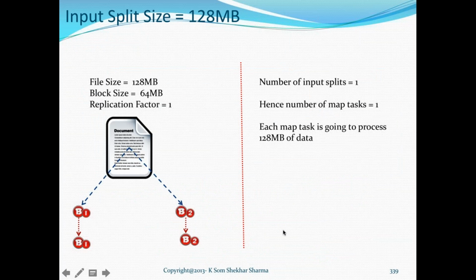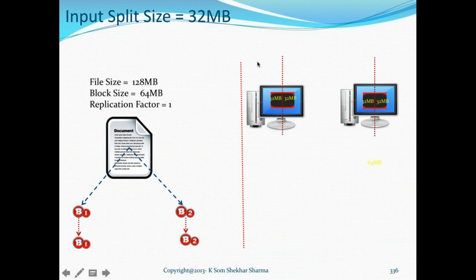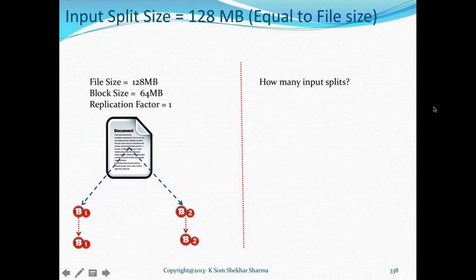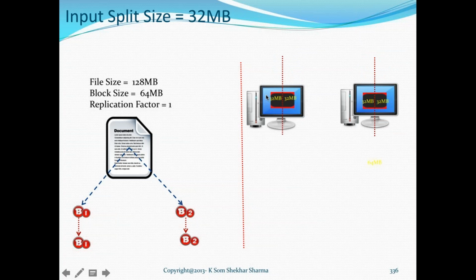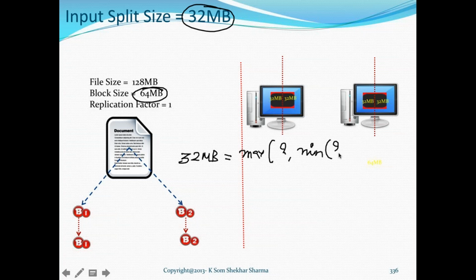Now coming back to this case, here your block size is 64 MB. So I'm at case 2 and my block size is 64 MB. So my left hand side is 32 MB. And what should be the values of the minimum split size and the maximum split size, so that the left hand side and the right hand side are equal for this particular case?